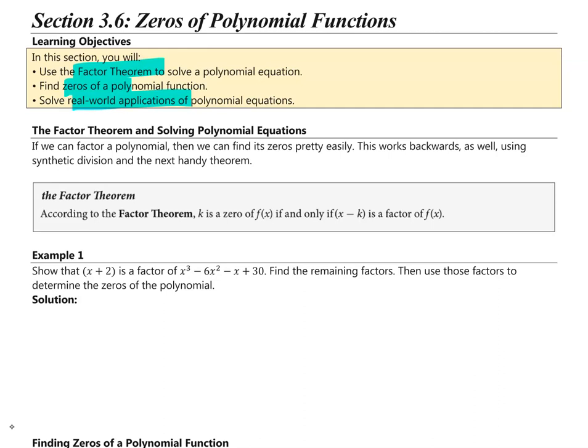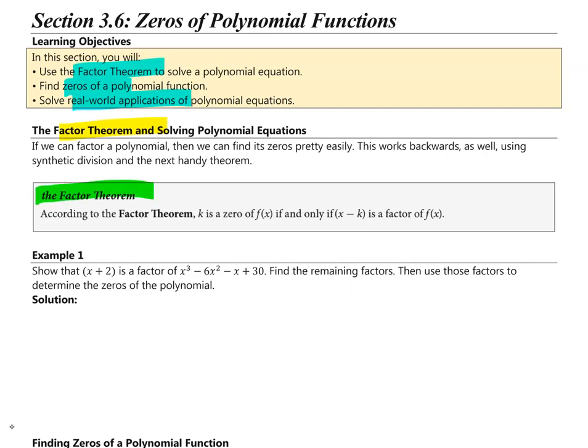Now let's start with the factor theorem and solving polynomial equations. If we can factor a polynomial, then we can find its zeros pretty easily. This works backwards as well, using synthetic division and the next handy theorem.